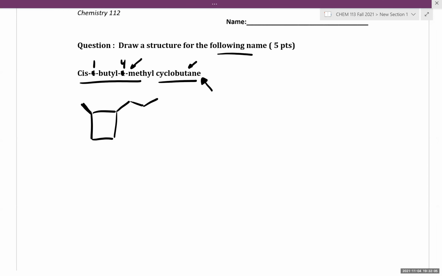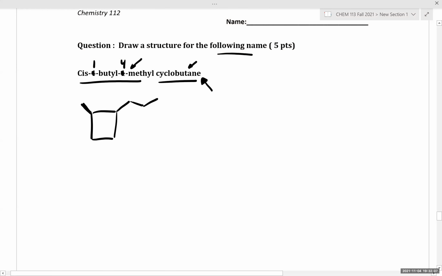And because they're cis, how should I draw the stereochemistry? If I pick the methyl to have a wedge, how should I draw my butyl group? Should I draw it with a dash or a wedge? A wedge, too. Yeah, exactly. So we have 1-butyl 4-methyl cyclobutane.